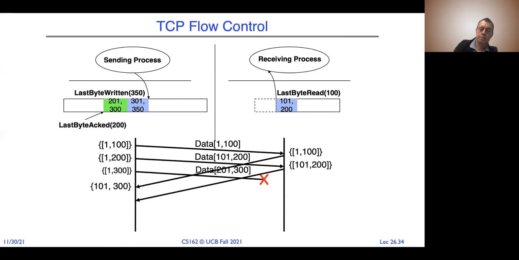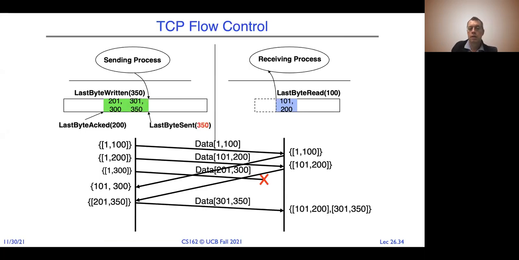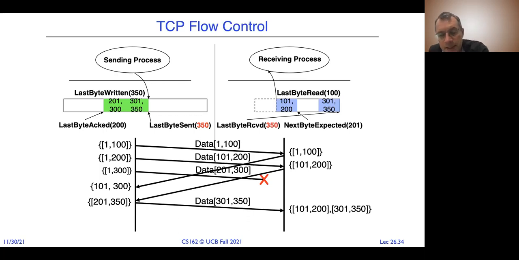I don't have 100 bytes to send. I only have 50, because I wanted to send 350 bytes. So I'm going to send these 350 bytes, the last 50 bytes, and then they are going to be received by the receiver. But now I have a gap, and the gap is the third packet, which was lost.